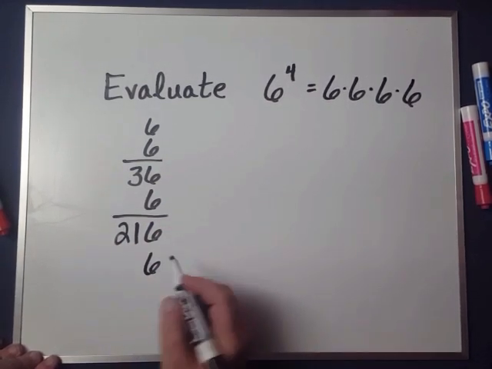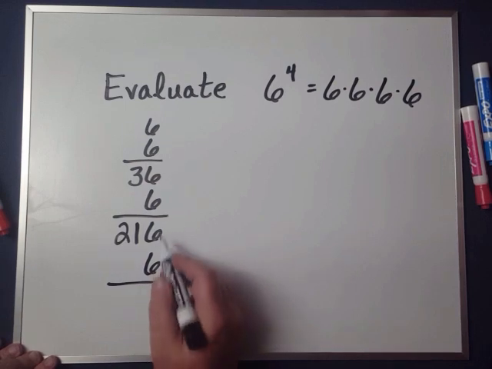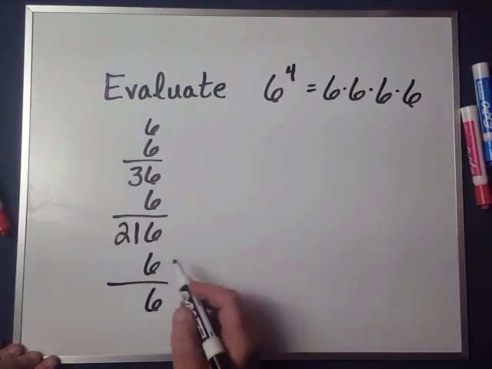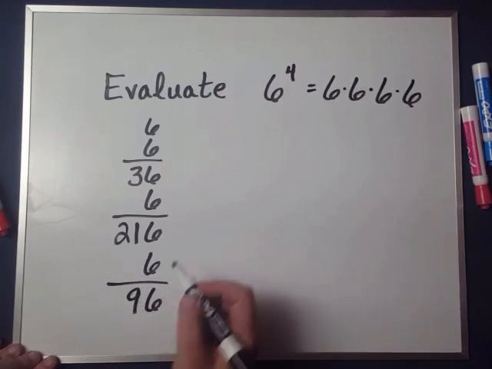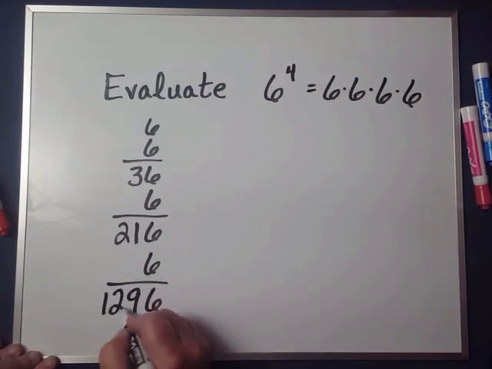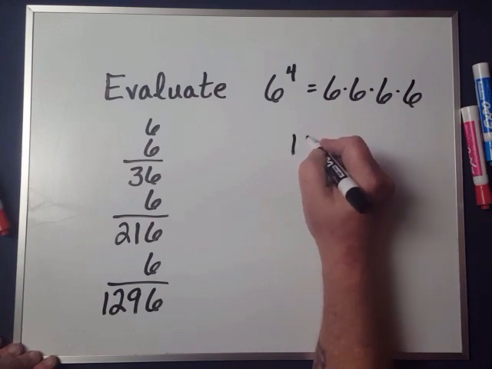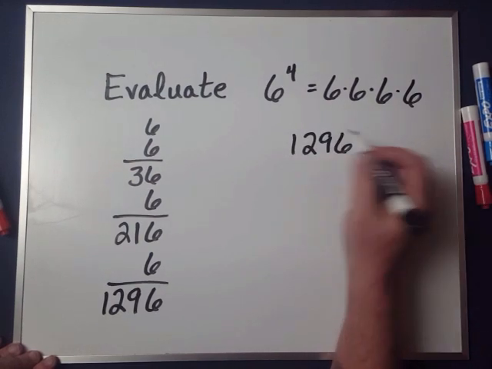And then we need our 4th factor of 6, so we multiply. That gives me a 6, carry a 3. 6 times 1 is 6, and 3 makes 9. 6 times 2 is 12. So my answer here, 1,296.